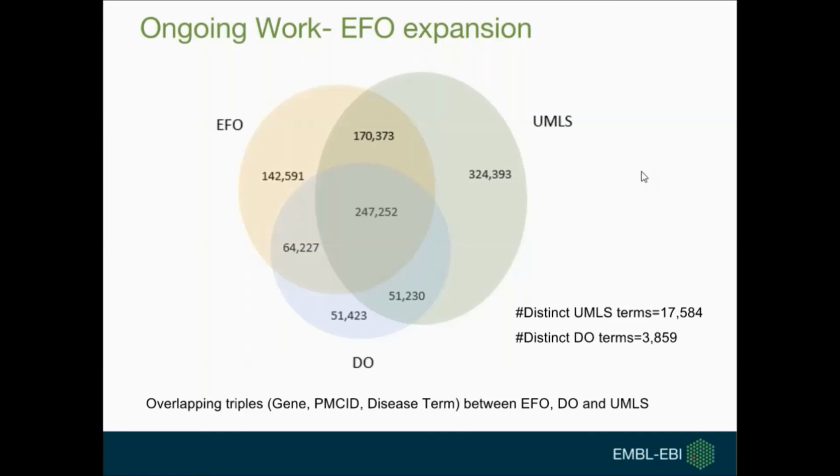We extracted triples. Here the triple means gene, PMC ID, and disease term, and we document the overlapping triples between those resources. You can see those overlapping triples in the Venn diagram. And interestingly, we have many more triples in UMLS and disease ontology. These triples are submitted to the EFO team for the further expansion of EFO.